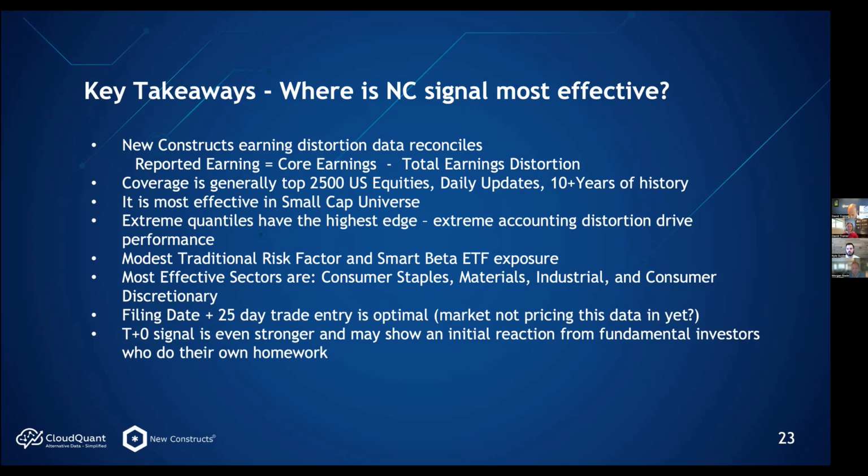We did show it was most effective in small caps, which is good because there's not a lot of information out there on small caps. It's really hard to get good research for small caps because nobody covers them. There's not as much investment banking going on. And then extreme quantiles have the highest edge. We showed that if you get further and further towards the tail of the distribution of the scores that we came up with, that we can get much, much higher edge.